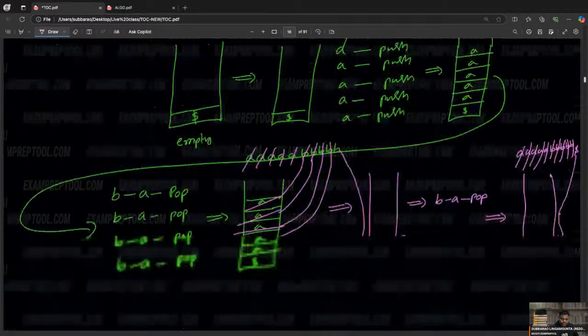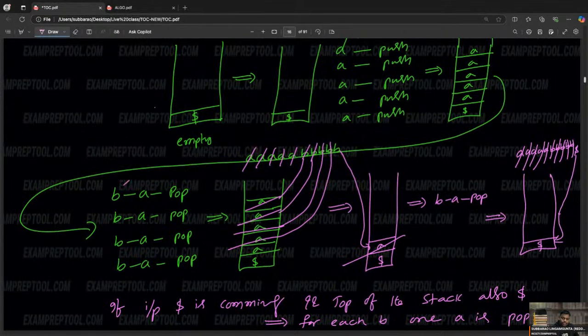Can you see this one? B coming, top of the stack is A, pop. This is the way how comparison is done. See, for each B, one A, pop.